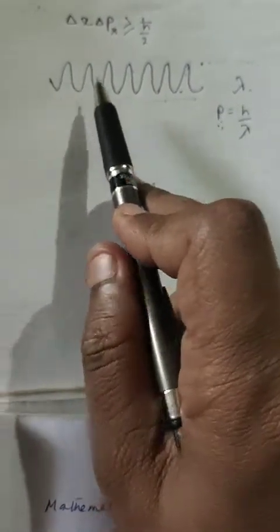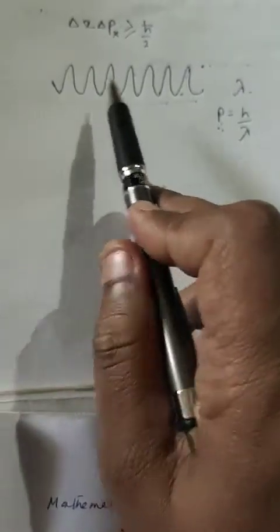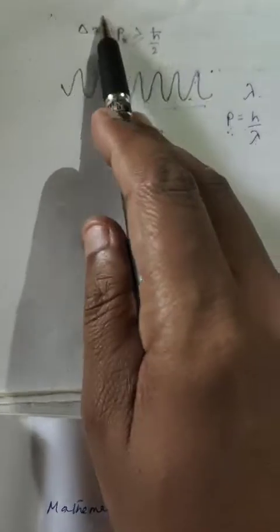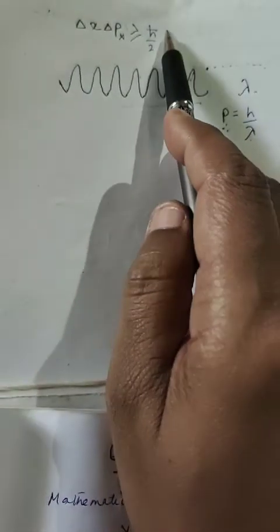The particle can be anywhere, extending from minus infinity to plus infinity. So delta x goes to infinity. This is in accordance with Heisenberg's uncertainty principle.